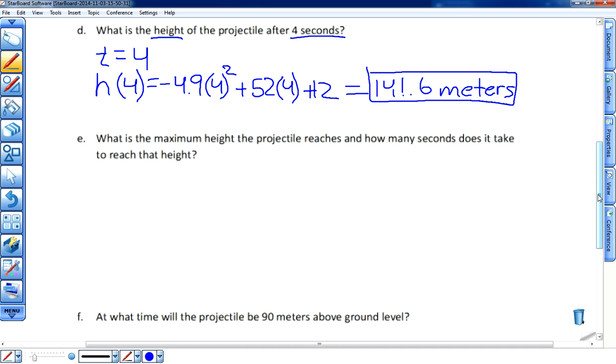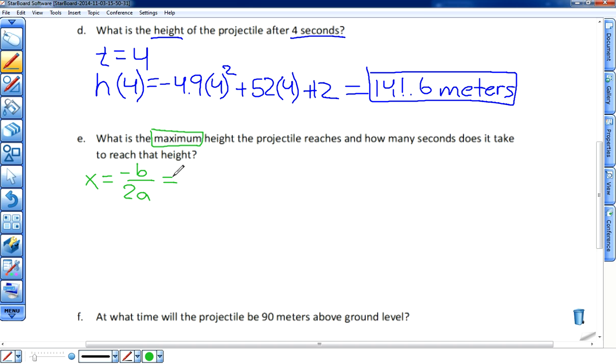Okay, this next question is an interesting question. It'll cause us to remember one of the principles that we looked at the beginning. It says this: what is the maximum height the projectile reaches? And how many seconds does it take to reach that height? Now we recall from the very beginning that anytime we were asked to maximize or minimize anything, we need to find the vertex, because the vertex is either your maximum or minimum point. So let's go through the process of finding our vertex. We know that the x-coordinate of our vertex is negative b all over 2 times a.